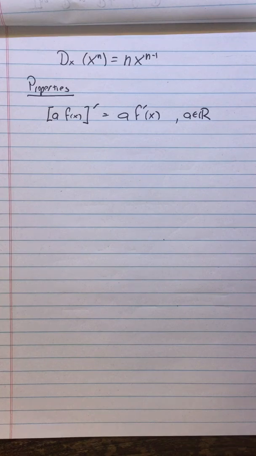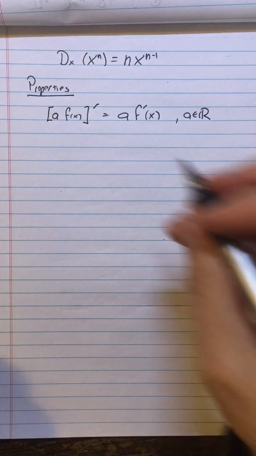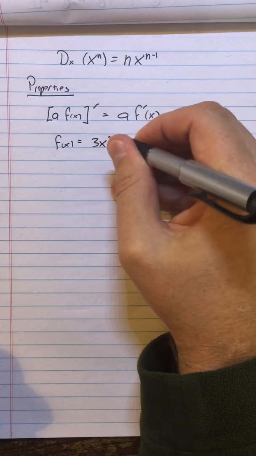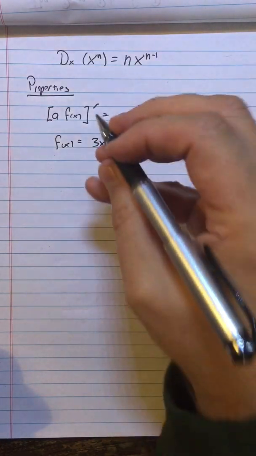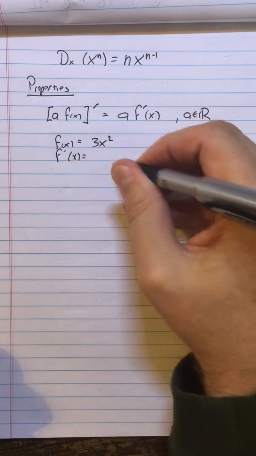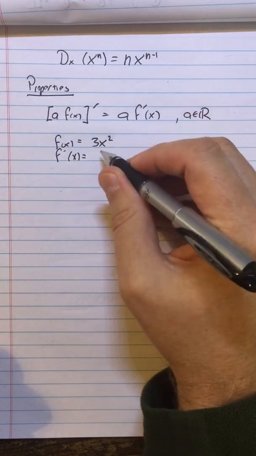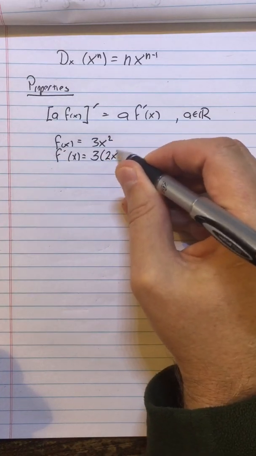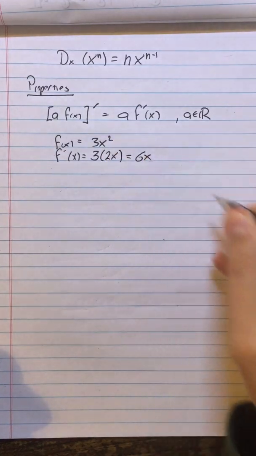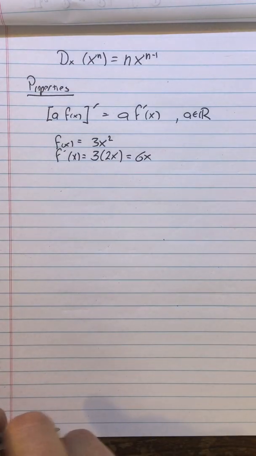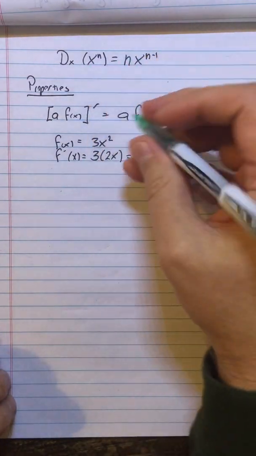All right? So why is that important? Because what if instead of f of x equals x squared, I had f of x equals 3x squared? Then f prime of x equals 3 times the derivative of x squared. The derivative of x squared is 2x, so it equals 6x.